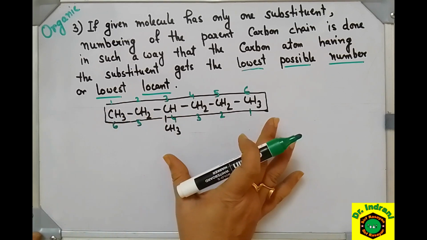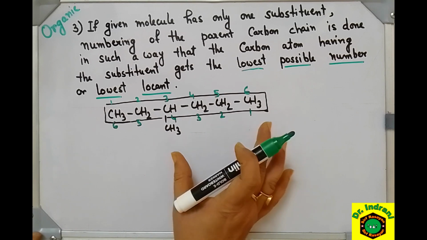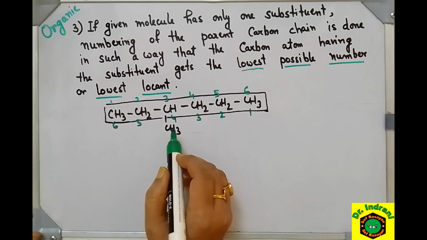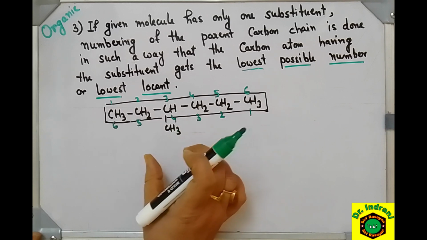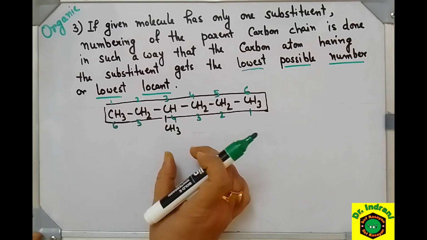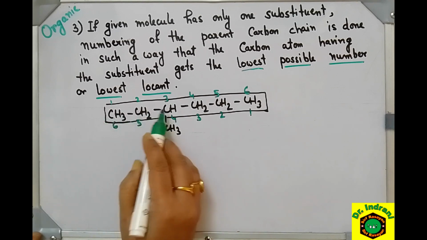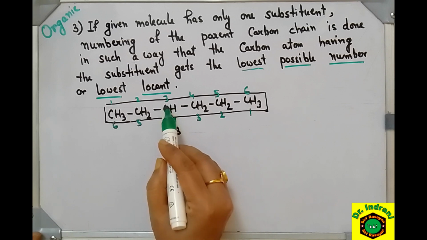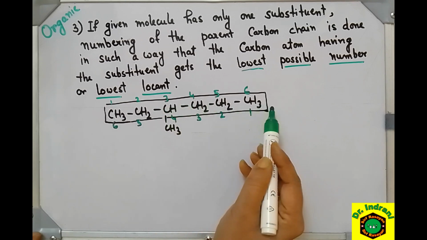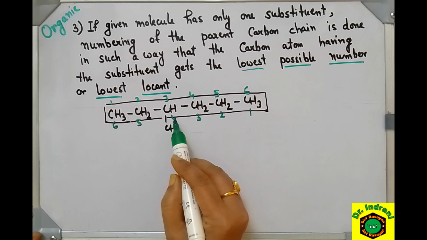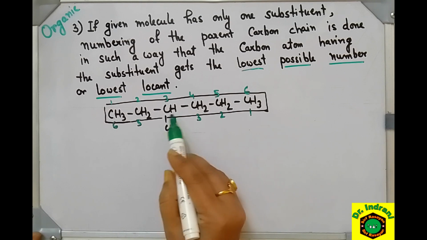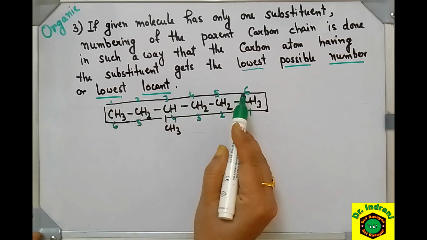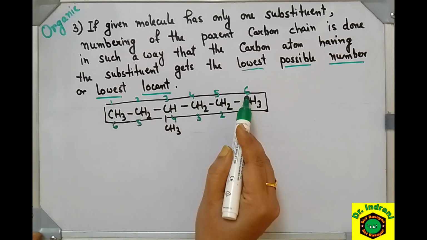Now see, you have to do numbering in such a way that the methyl, whatever substituent is there, should get the lowest possible number, or lowest locant. From left to right, the methyl substituent is attached to the 3rd carbon atom. From right to left, the methyl substituent is attached to the 4th carbon atom. So which one is correct then? From left to right, you have to do numbering.